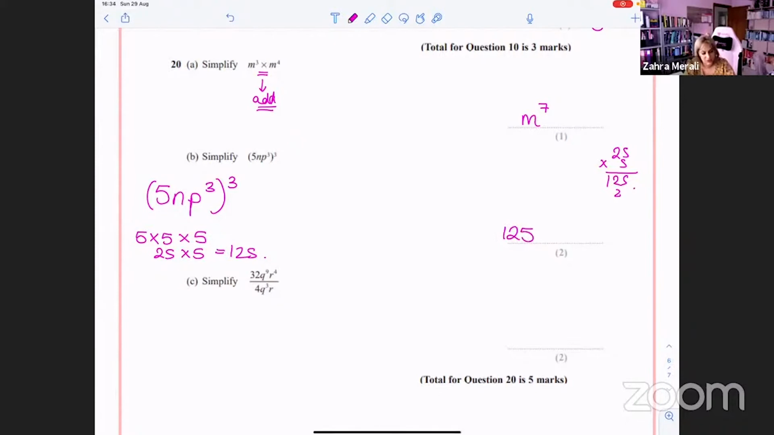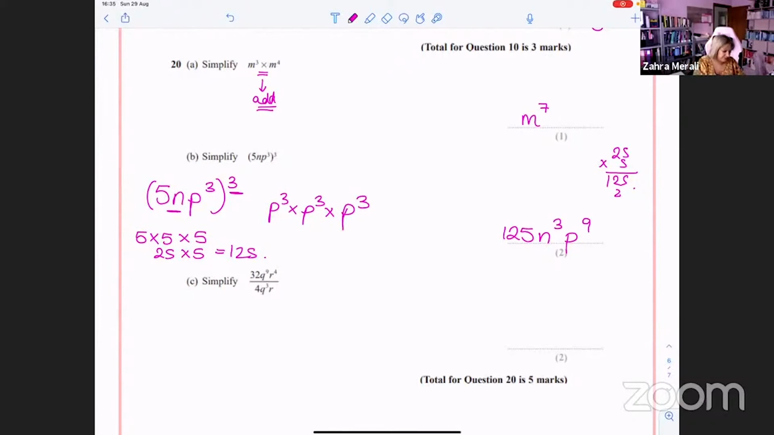Then we've got this bit here. We've got n to the power of 3. So we've got n times n times n. That's just n cubed. And then we've got p cubed cubed. So that's like saying p cubed times p cubed times p cubed. Now remember, when we times, we're adding. So it's the same as saying 3 plus 3 plus 3, or 3 times 3, which is 9.